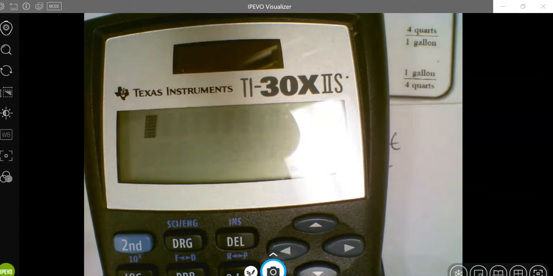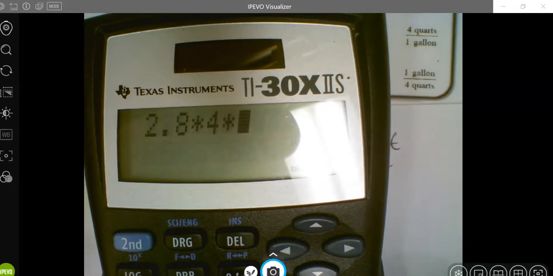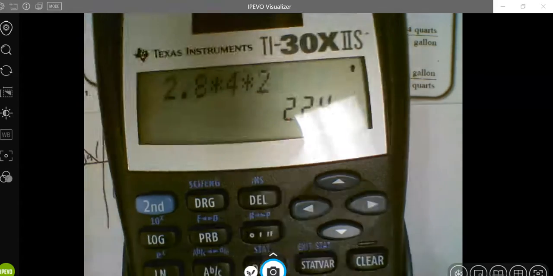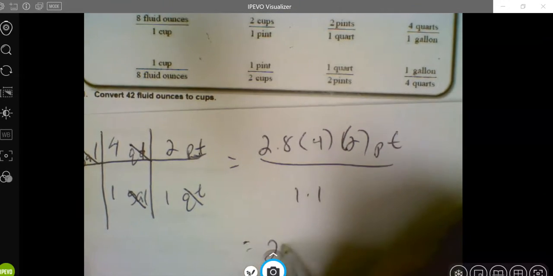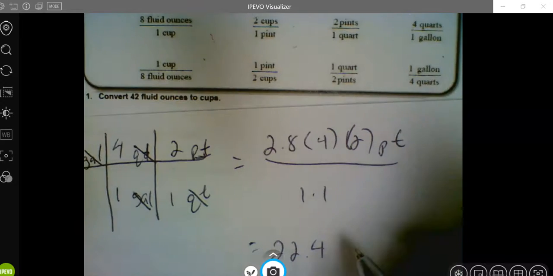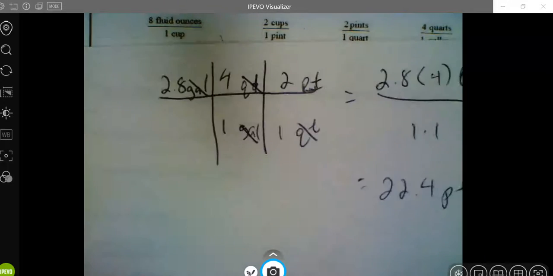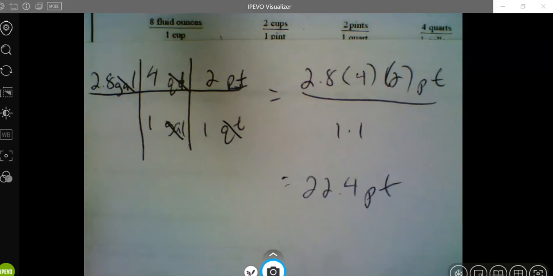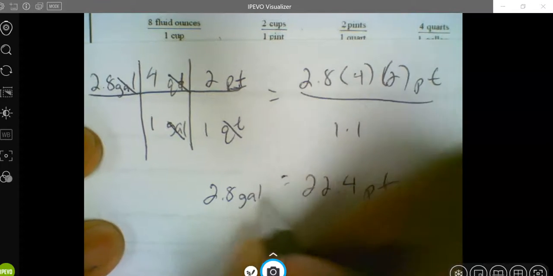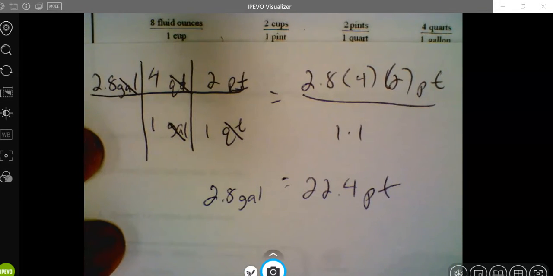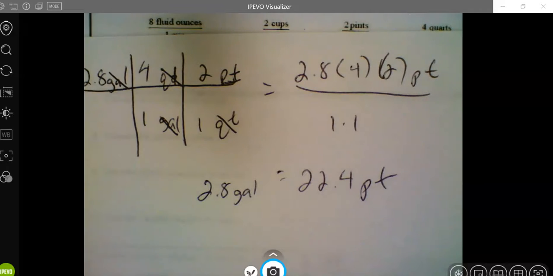So 2.8 times 4 times 2 gives you 22.4. So that's 22.4 pints. So what that means is 2.8 gallons is about 22.4 pints. That's all I have. Hope that makes sense. Good luck.